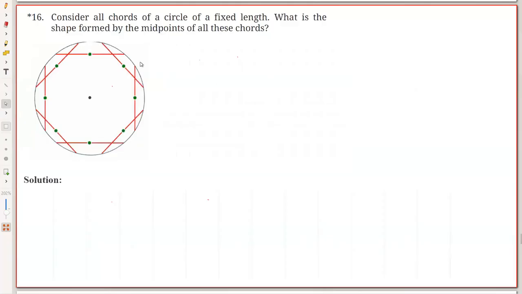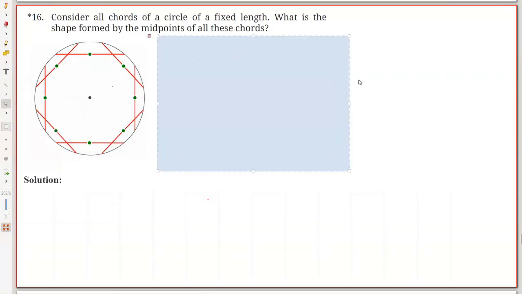So I'm just taking a circle. Then I'm taking equal chords. Here I have taken only a few equal chords, 1, 2, 3, 4, 5, 6, 7, 8 only. We have to draw many equal chords. Next, I have to take the midpoint of all the chords. This is one midpoint, and so on for the others.